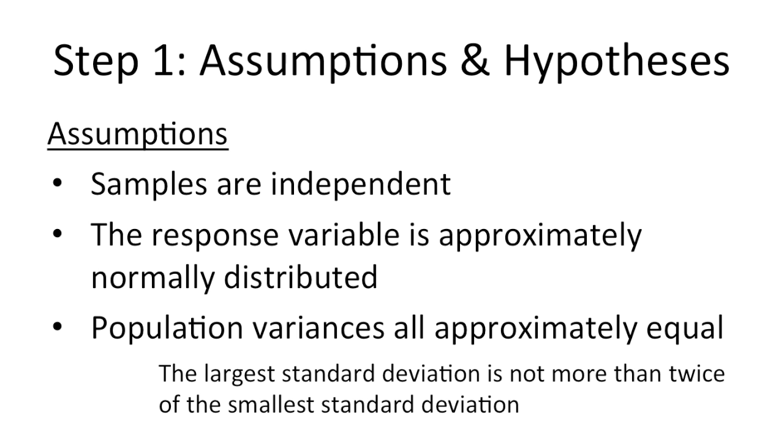To check this last assumption, we're going to look at the sample standard deviations. If the largest standard deviation is not more than twice the smallest standard deviation, then this assumption has been met. Now, there's a number of different ways to check for what we call homogeneity of variances, in other words, equal variances across groups in the population. This is the method that we're going to be using because it's one of the simplest and the most straightforward. You're just going to compute sample standard deviations and compare them using this rule.